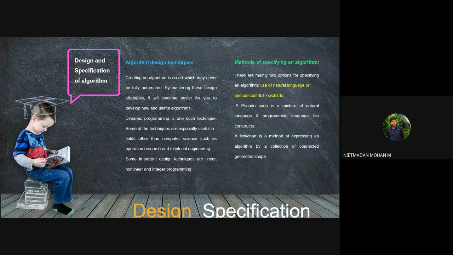And the next one is the method of specifying an algorithm. You can write it in natural language, or you can define it as pseudocode and flowchart, which we already discussed. These are the methods of specifying an algorithm.